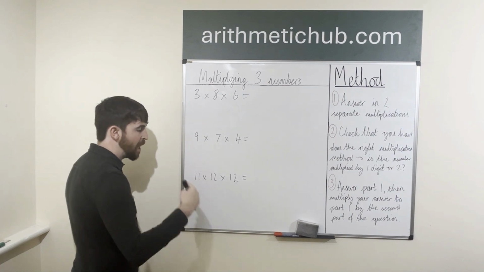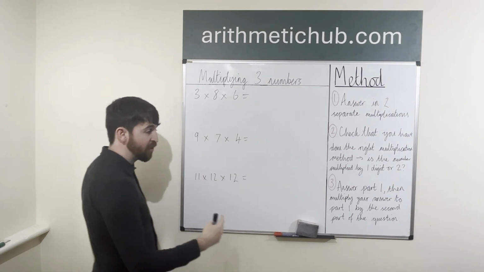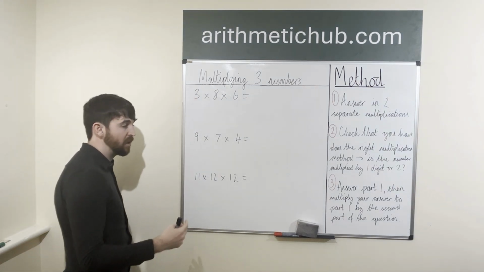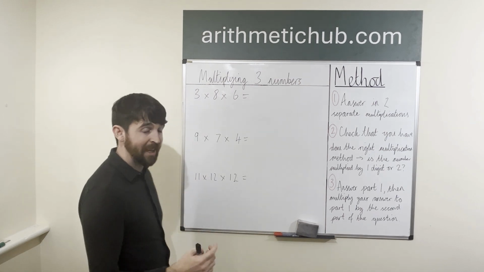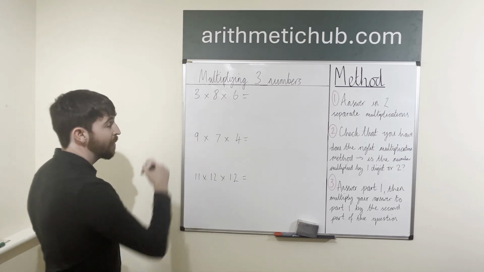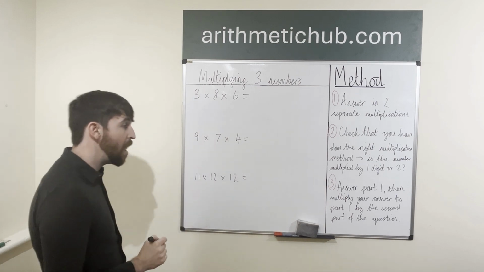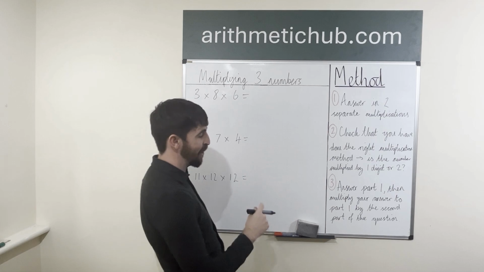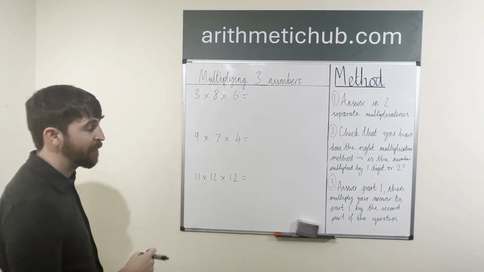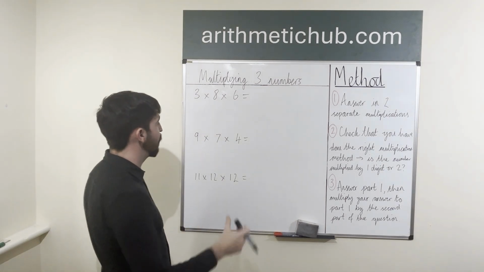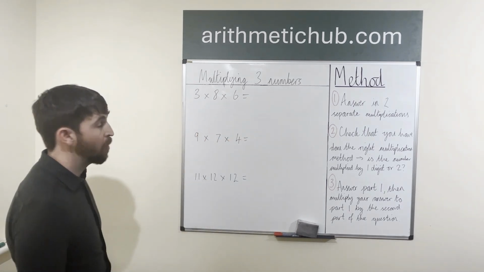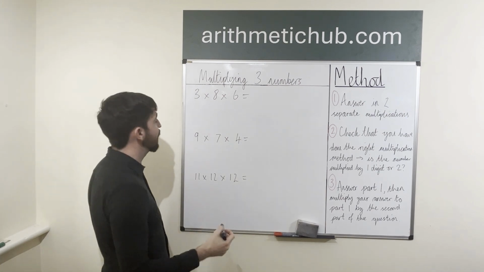Here, you've got 11 times 12 first, but then for the second part of your multiplication, you're multiplying by 12, so you're going to need to use a slightly different method, aren't you? You're going to need to use your two-digit multiplication method rather than your one-digit multiplication method. Answer part one, then multiply your answer to part one by the second part of the question. So again, you do the first part and then you use the answer to then do the second part. Let's have a look at what that looks like in practice.